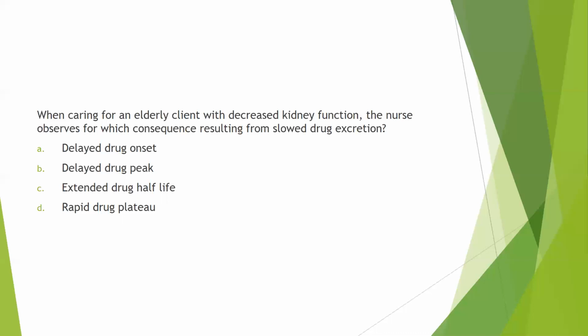This is not really going to affect the onset or the peak. It is not going to cause the medication to have a rapid drug plateau. It is going to extend the drug half-life. We had spoken before about drug half-life. Drug half-life is the time that it takes for 50% of the drug to be excreted from the body. So if we have slow drug excretion due to decreased kidney function, medication is going to be staying in the body longer. So that is going to then prolong or extend the drug half-life.